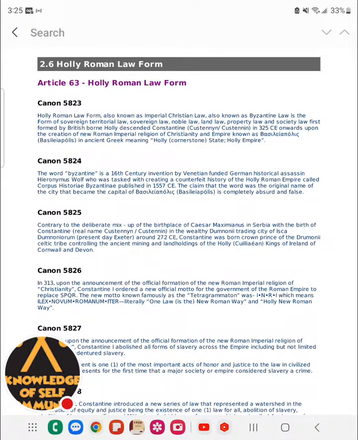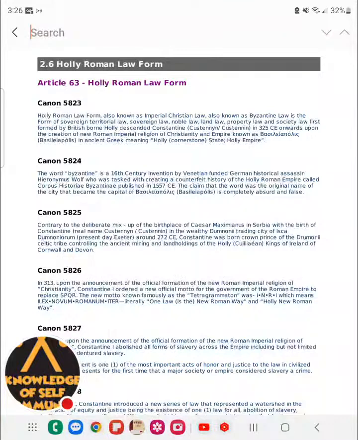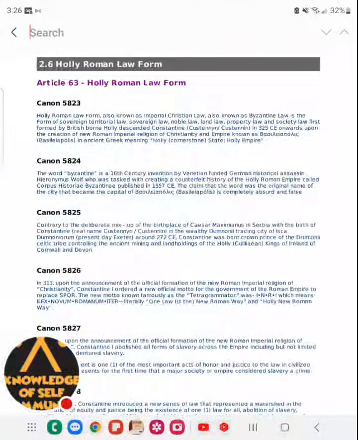Now, the Holy Roman Law Form was first formed by British born, and we'll keep it as it's written, British born, holy descendant Constantine. And you see the real spelling of Constantine. So in 325 CE onwards, upon the creation of the new Roman imperial religion of Christianity and empire as the Basileopolis, in ancient Greek meaning holy, the cornerstone, the Holy Empire. Great understanding just beginning off.